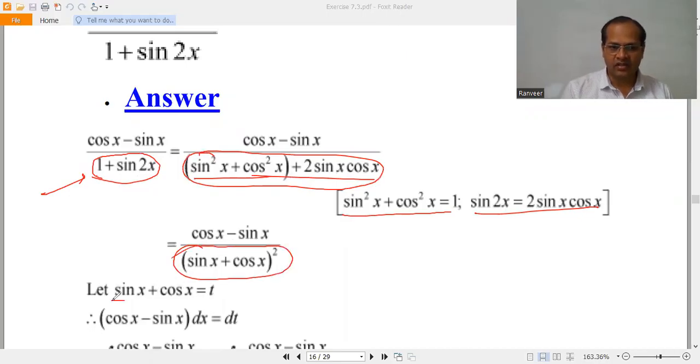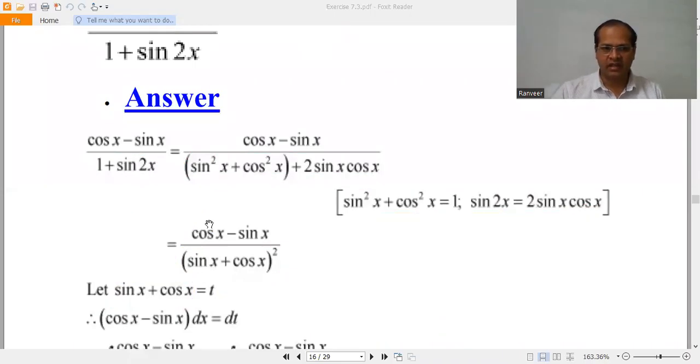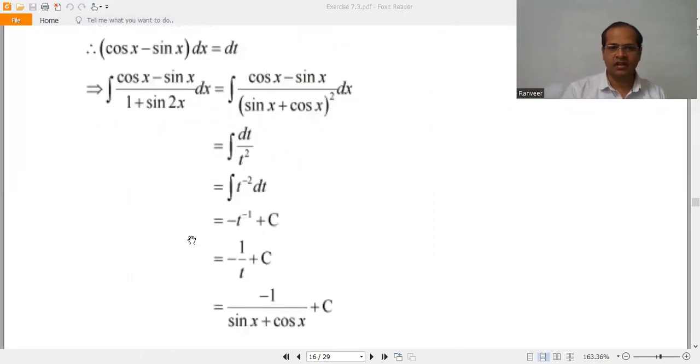Now, sin x plus cos x, if you take it as t, then the differential value is in the numerator. So this is nothing but f dash x by f x. This is the format. In this format we brought it, and after that this is nothing but dt by t square, and the integral of 1 by t square is minus 1 by t. Minus 1 by t is the answer, and whatever the value of t we took, we just have to substitute.